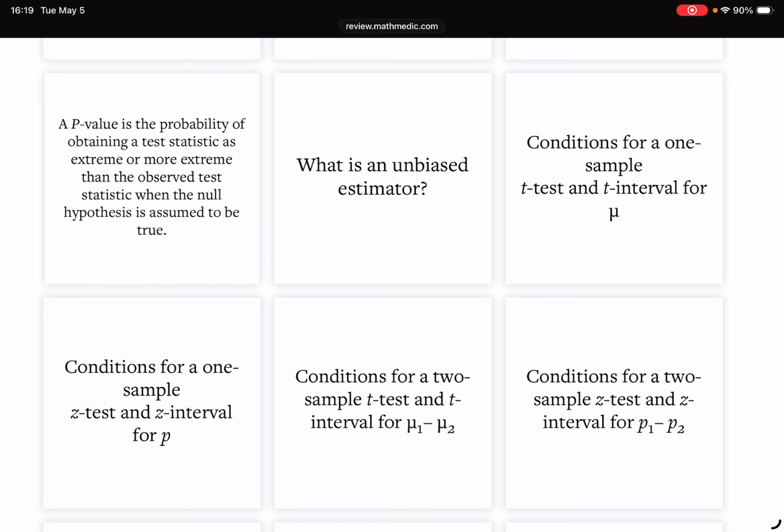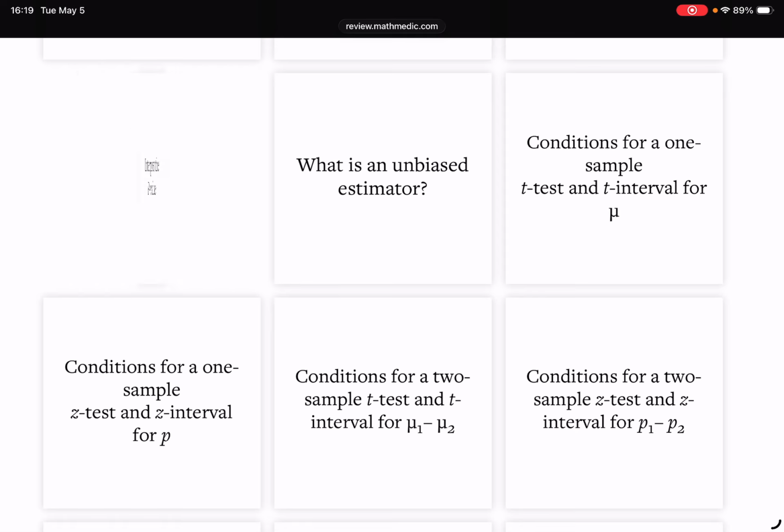Interpret the p-value. A p-value is the probability of obtaining a test statistic as extreme or more extreme than the observed test statistic when the null hypothesis is assumed to be true. Remember, if the p-value is low, we reject that H0. That's what you need to remember. When the p-value is low, we reject that H0. And if you don't have an alpha to compare the p-value to, remember alpha is always assumed 0.05 if you are not given any other information.